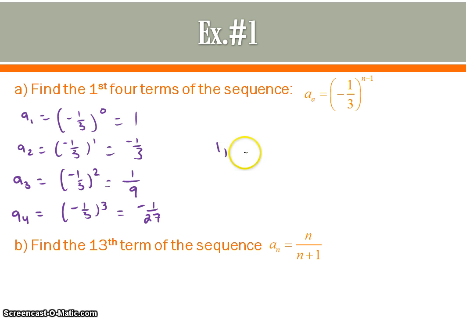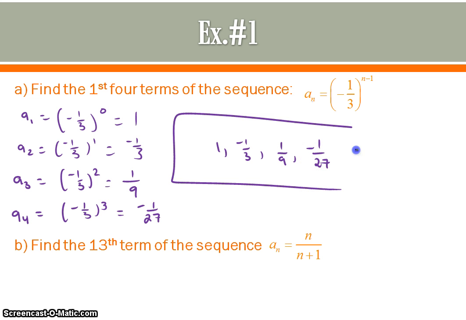So the first 4 terms are 1, minus 1/3, 1/9, and minus 1 over 27. So the first 4 terms of the sequence. Since it is a sequence, we write it separated by commas in a list of numbers.